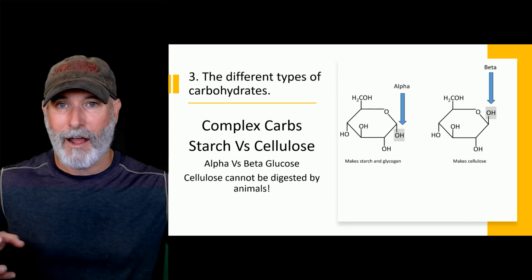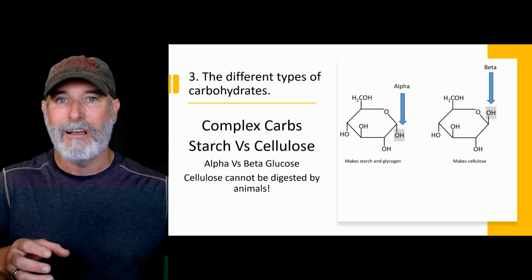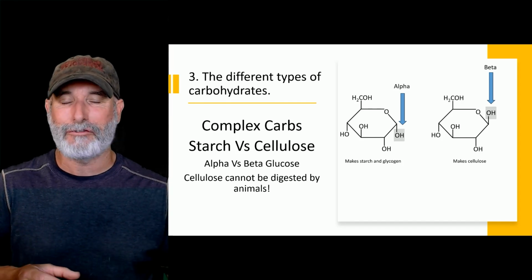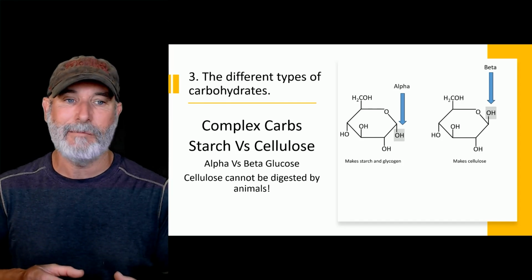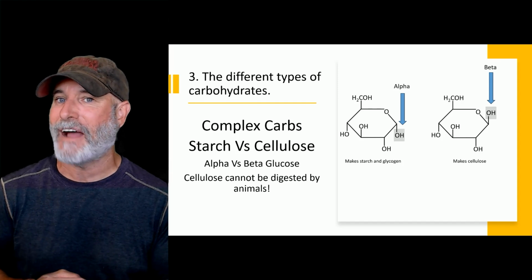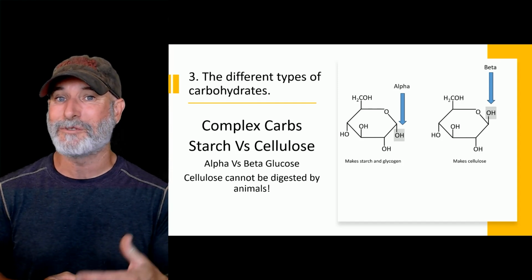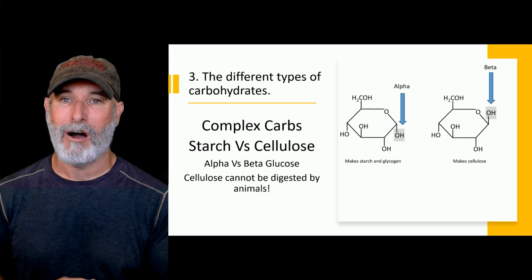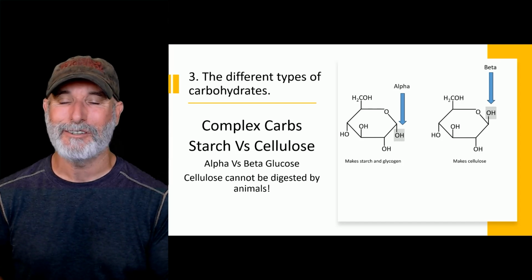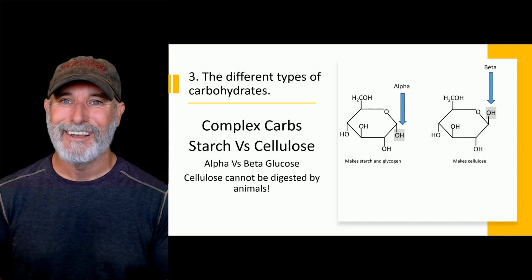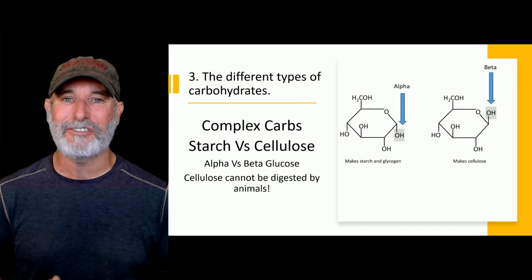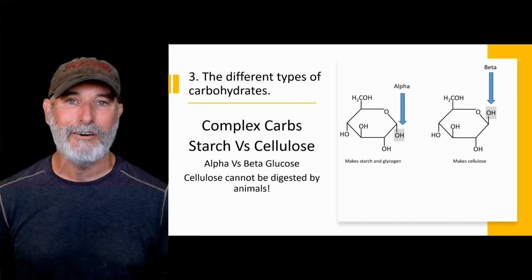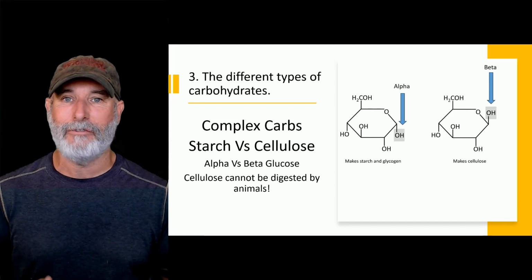And when they polymerize, which means you put them together, they form a slightly different conformation. We have enzymes that can break down polymers of alpha glucose, which forms starch and glycogen, but we can't break down polymers of beta glucose that forms cellulose. That's wild, isn't it? That one little position right there is the difference between a potato that you can eat and a 2x4 that you cannot digest.